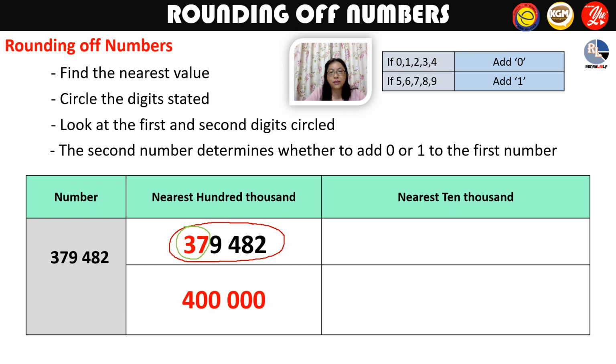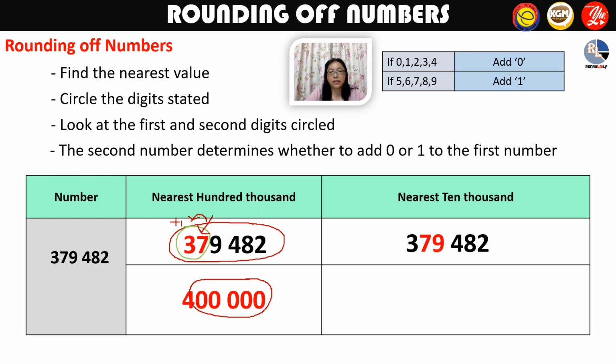Yes, the last 5 digits become 0. Yes. Okay, why is it 4? Because look at the second digit. 7 is more than 5 or 5 and more. So we're going to add 1 to number 3. All right, that's how we get 400,000 as the answer. All right, now let's look at the next number, nearest 10,000.